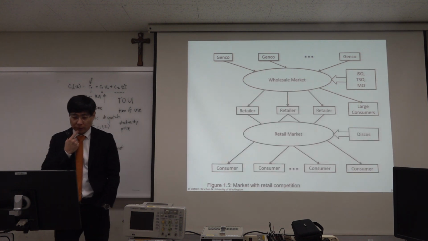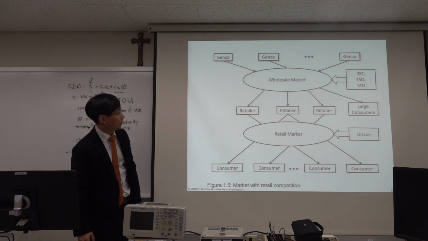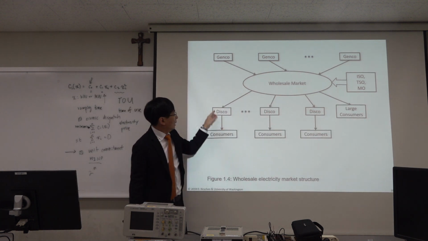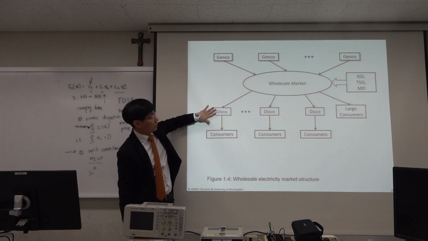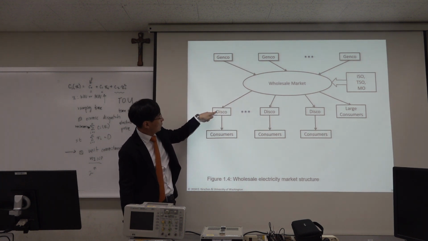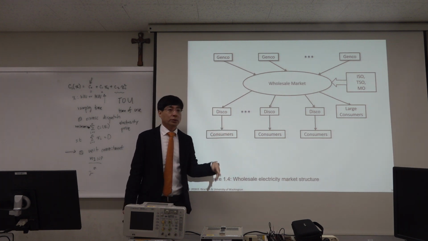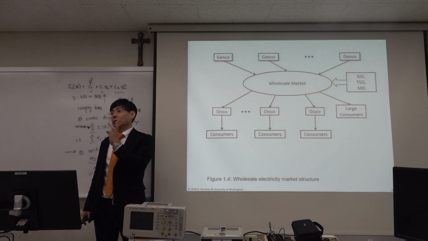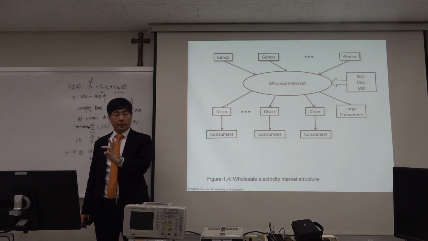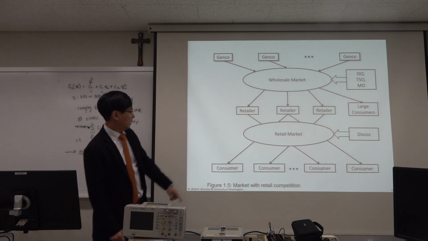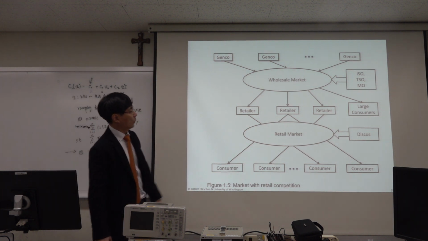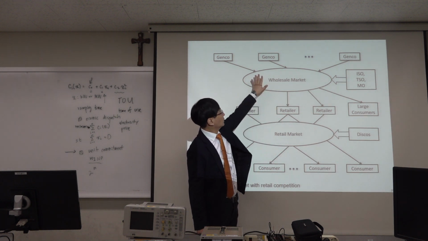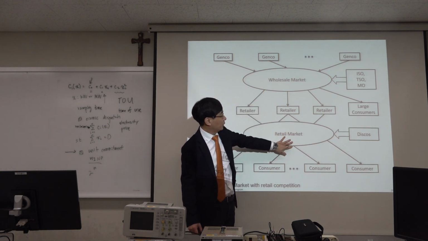And this is another structure, market with retail competition. So here we have competition in wholesale market only. And in the retail market, there is no competition because this DISCO has the customers to serve. That means you cannot choose the distribution company. But in the next slide, the market with retail competition, we have another type of market that is called retail market. So wholesale market, 도매시장, and retail market, 소매시장.